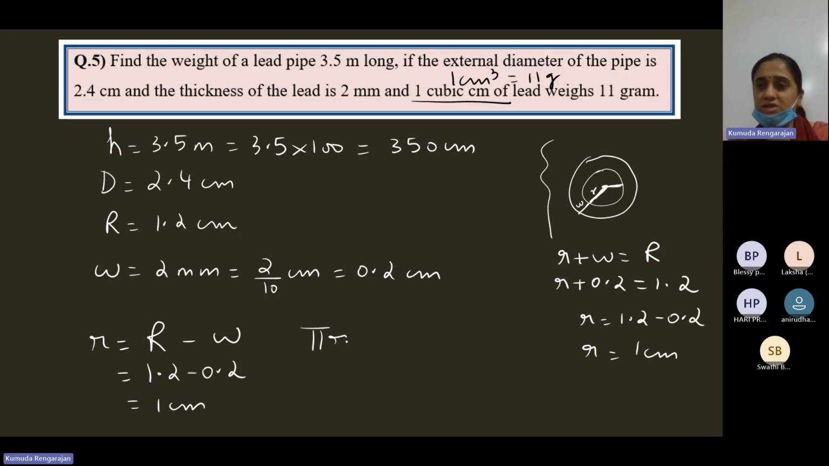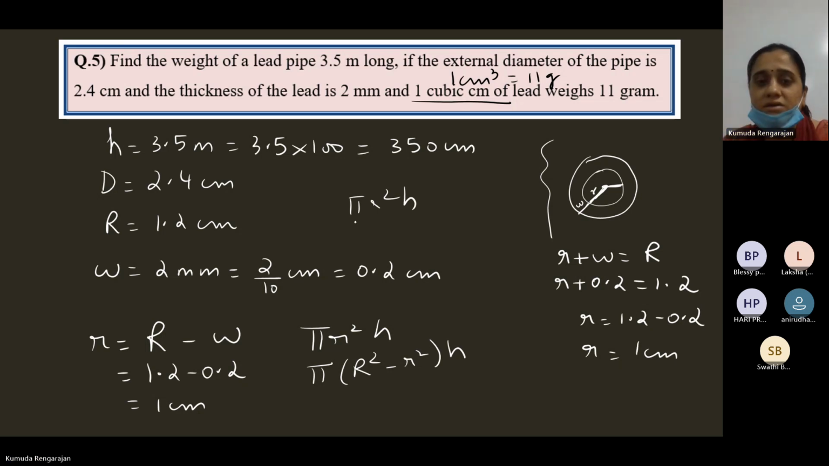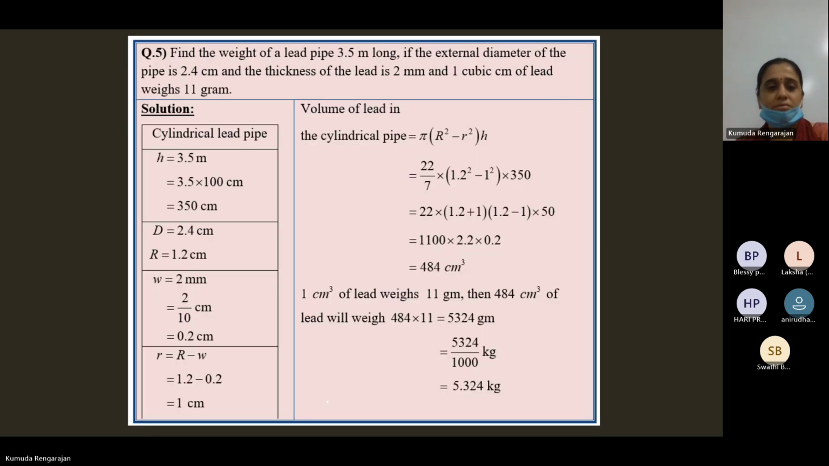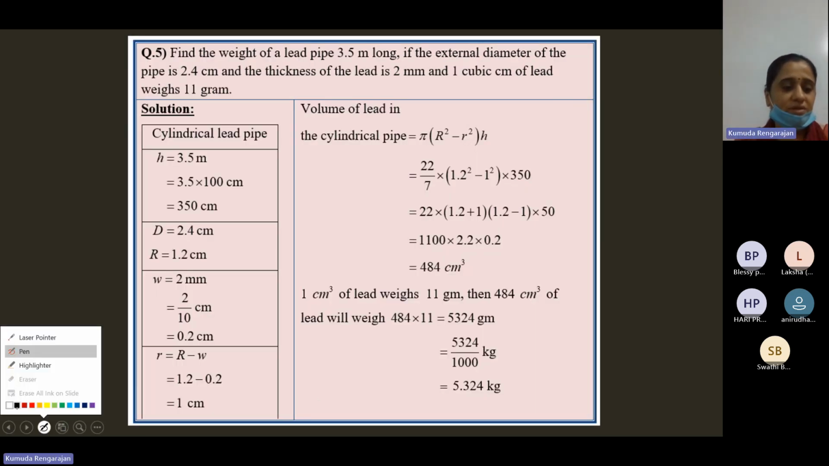See, pi r square h, no? For this one, the formula will be pi, you should put it 2 times, capital R square minus small r square into h, that's all. This is the formula, pi capital R square minus small r square into h. Pi r square h is the formula to find the volume of a cylinder. Here it will be pi R square minus r square into h. So you can see the same thing here.